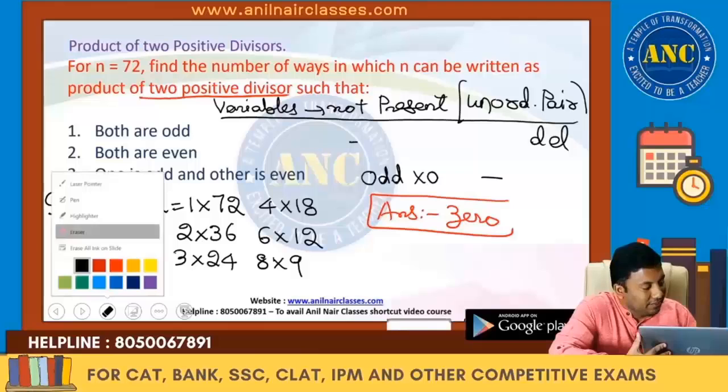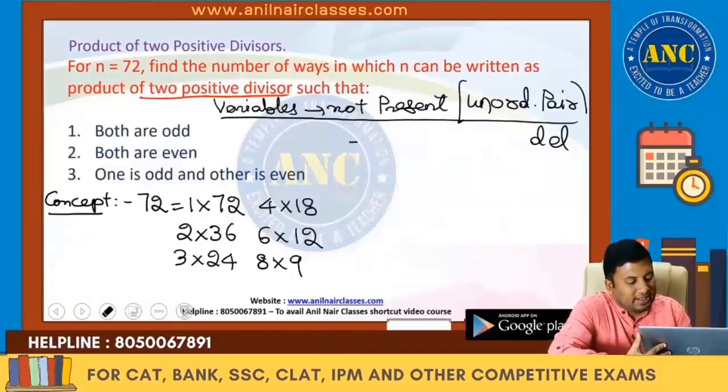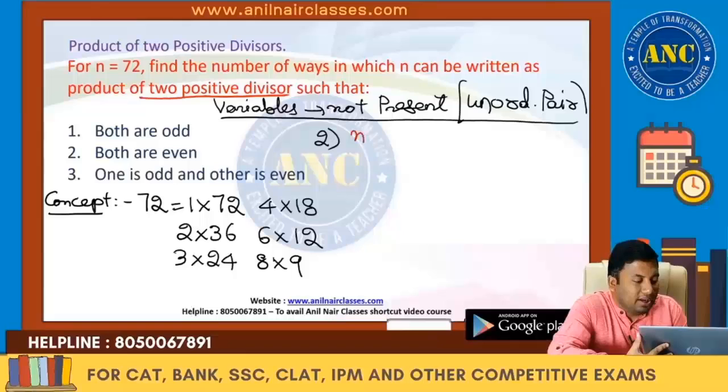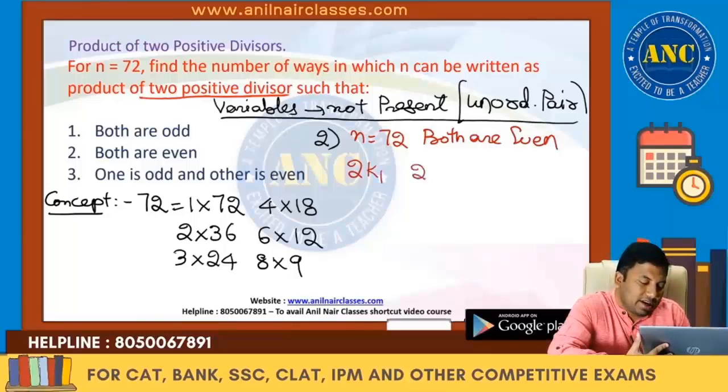Second case, if you see. See the second question. Let us go step by step. Everything will be clear to us. What is the second case? Both are even numbers. N is 72. Both are even numbers. That means the first even number can be 2k1, the second even number can be 2k2, and the product is equivalent to 72. I hope it is clear.